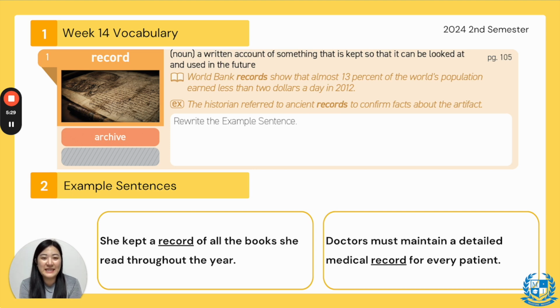The next one, it says, doctors must maintain a detailed medical record for every patient. Yes, when we go to our doctor, they always have a record of everything that we have gone through. So maybe, oh, December of 2007, Kimberly had surgery. I don't know, I just made that up. But it's a record of having all of our information and what we've done in the past.